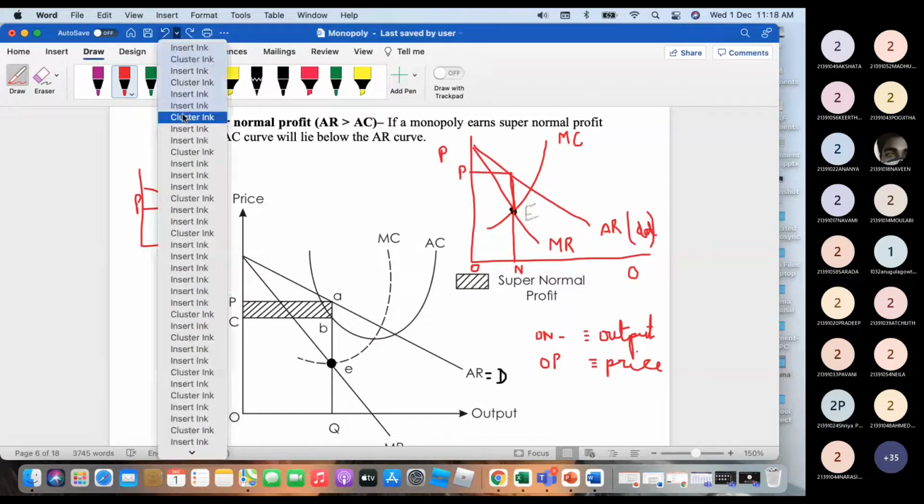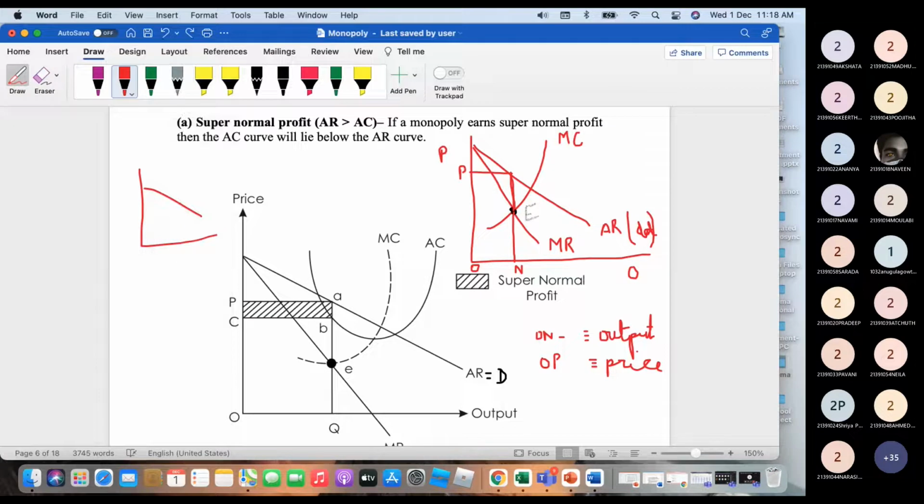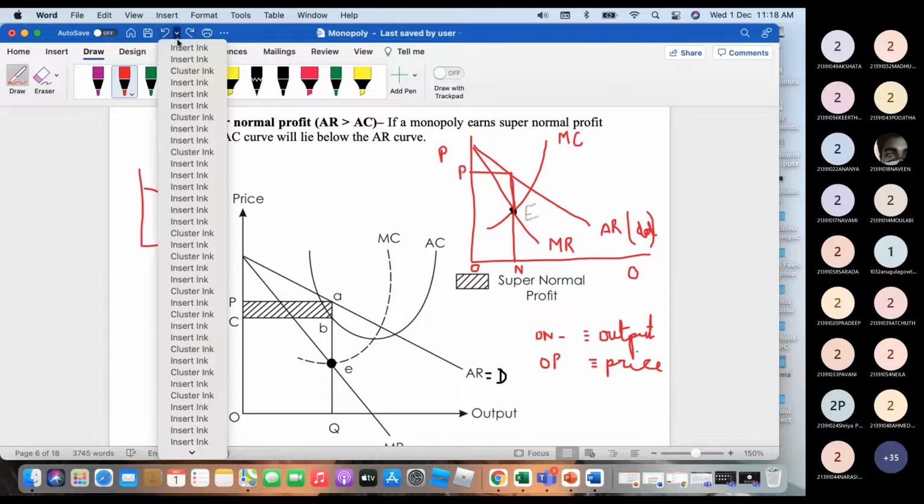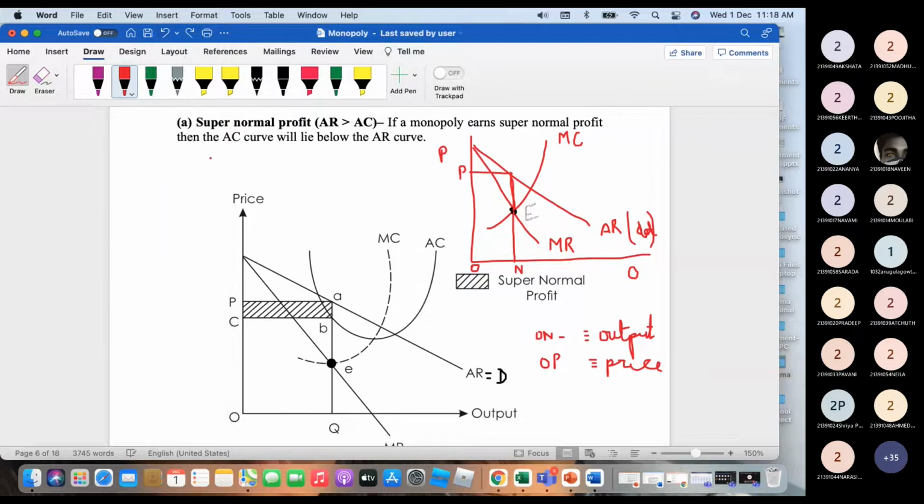Yes, ma'am. So I'm just again. So this is what we have done. So we have found out the price, we have found out the output. That is what we were doing, price output determination.